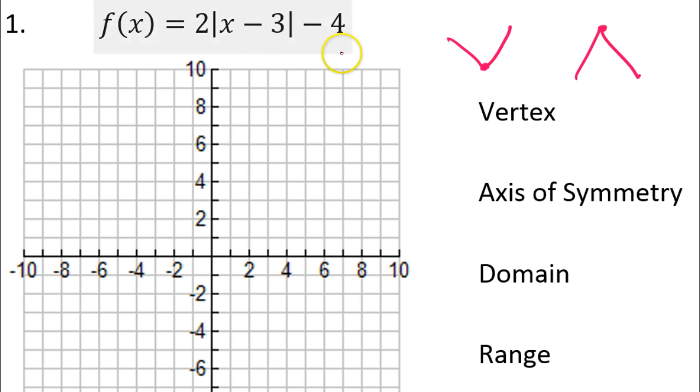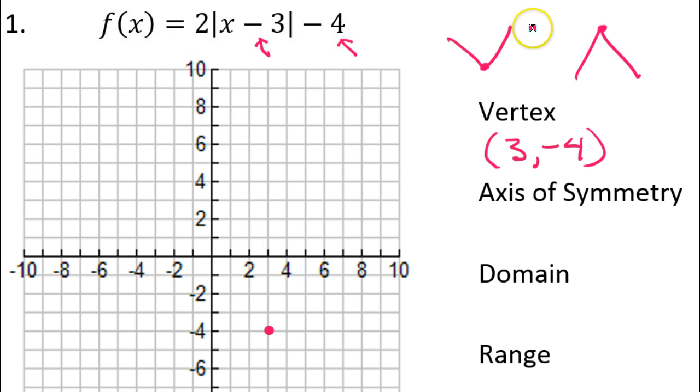Now, the first thing to know is how to find the vertex. The vertex is always going to be the opposite of the inside number, comma, the outside number stays the same. So the vertex is going to be 3, comma, negative 4. The opposite of this one, and then this one stays the same. So let's go ahead and plot that. So 3, comma, negative 4 is going to be right here. That's the vertex.